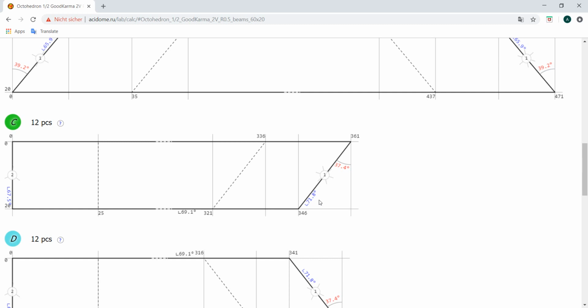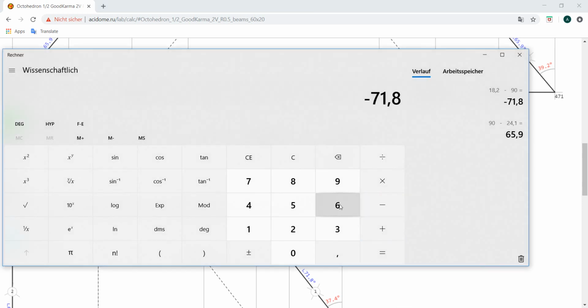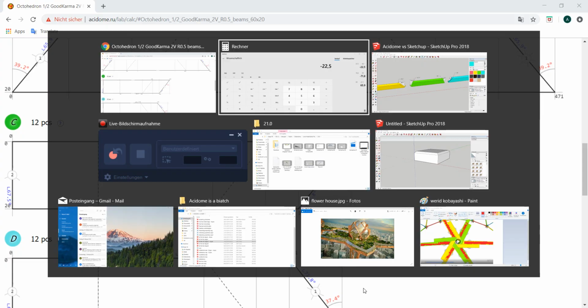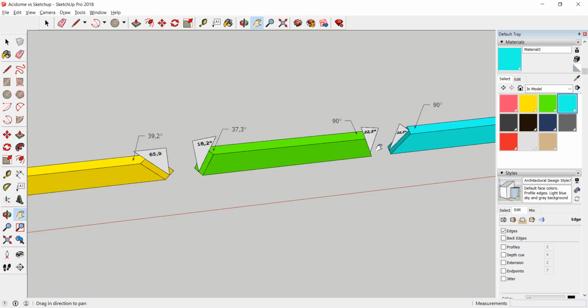And here we have 67.5 minus 90, 22.5. Again, this is correct.